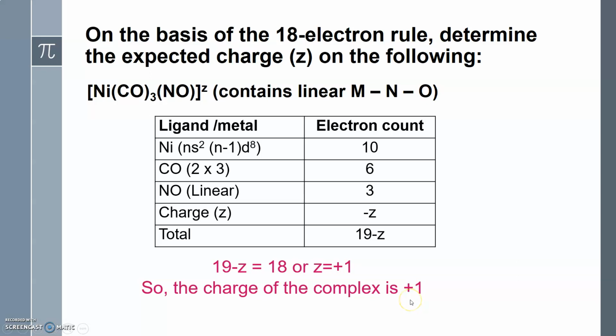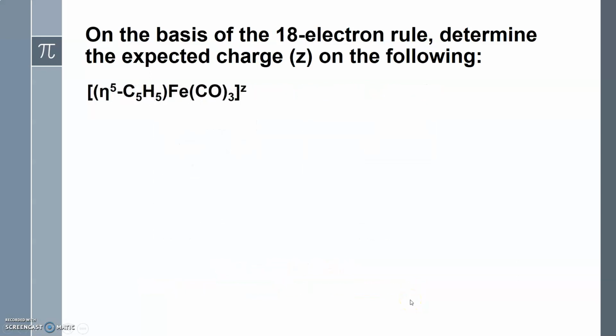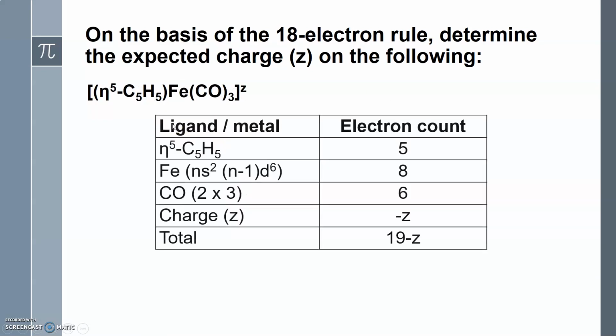So we can directly write the answer. We will do one more problem here. Let us do the electron count. Eta 5 C5H5 is the cyclopentadienyl anion with the electron count of 5. Then next is the iron here with the electron count of 8. Next is carbonyl with 2 electron count.